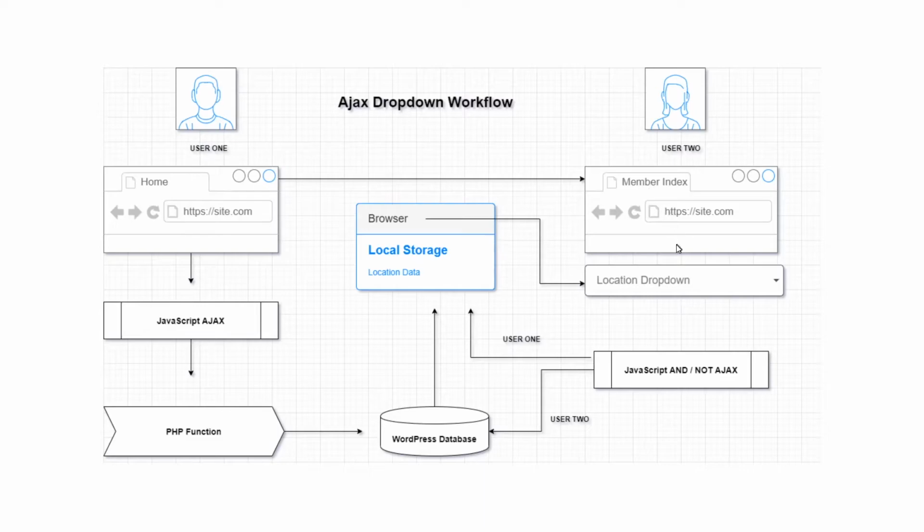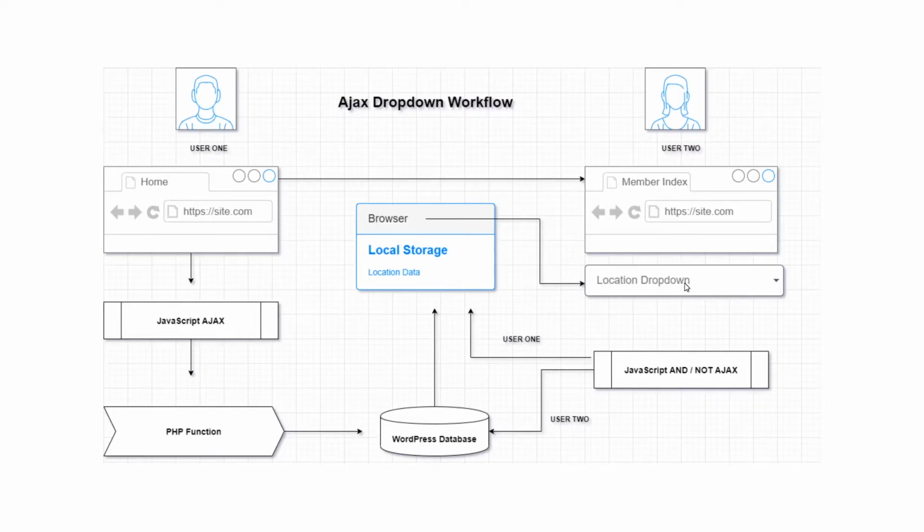So in that case, what happens is the same JavaScript has a fallback mechanism. It's going to go ahead and check the local storage. If it doesn't find it, it's going to make a similar AJAX call to the database, and then also write and populate the local storage and dynamically create the dropdown.